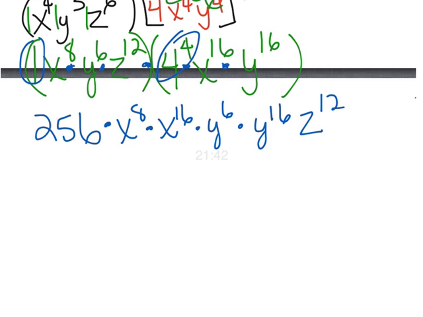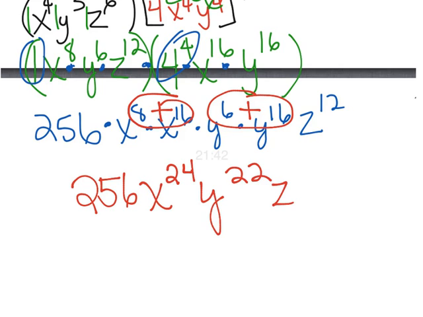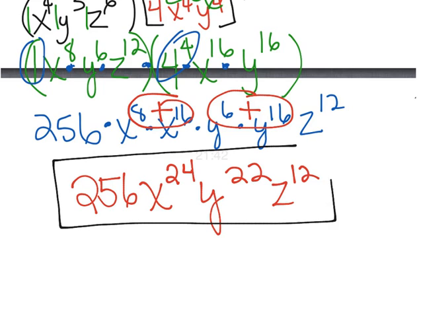Okay, I've gone ahead and moved my page up. So now we have our coefficient 256. We're going to keep the base x, and we're going to need to add those exponents. 8 plus 16 is 24. We're going to keep the base y and add those exponents. 6 plus 16 is 22. And then followed by the z to the 12th. And this is our final answer.